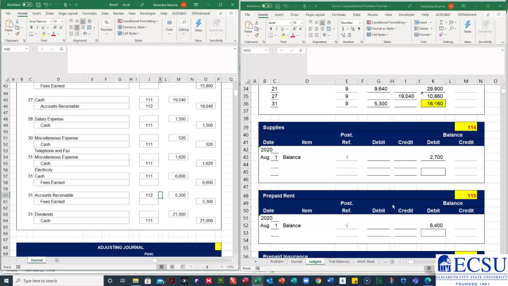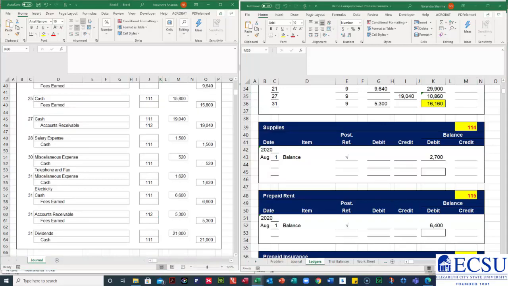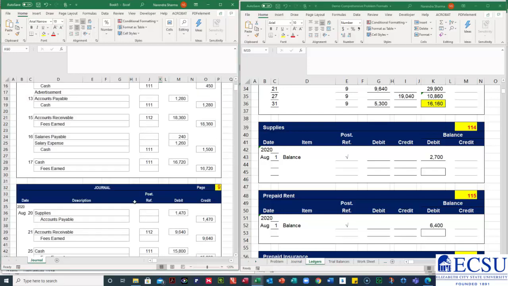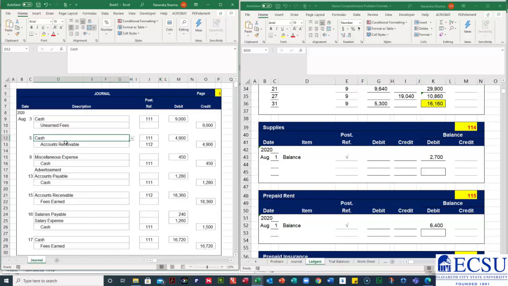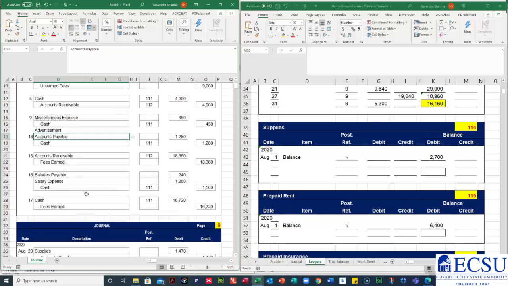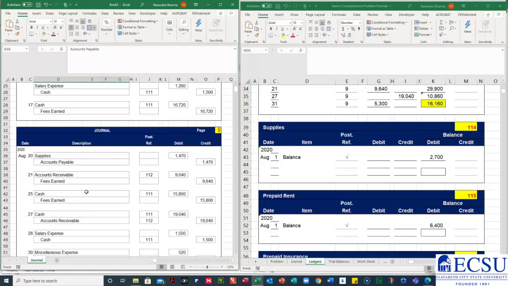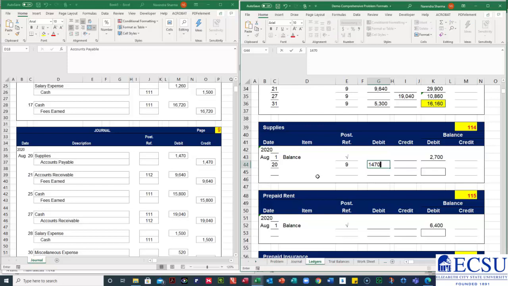Now what we are going to do is the supplies account. So let's start with the supplies account. Let's see supplies. Yes, supplies. August 20. So August 20, there was a supplies on page 9 of the journal, and then it was a debit of 1470. So that would be 2,700 plus this one will be 4170.